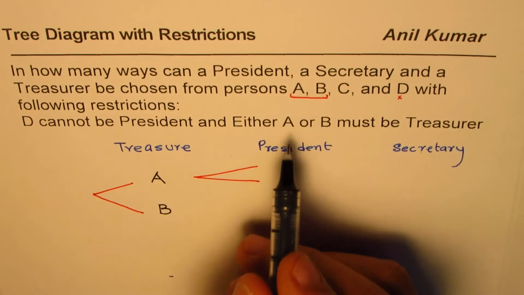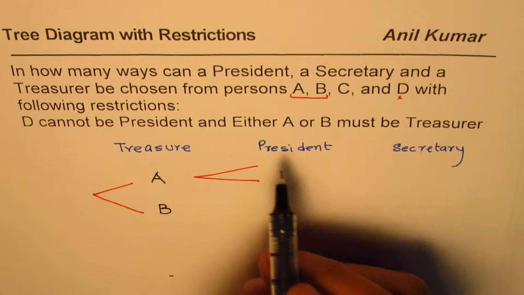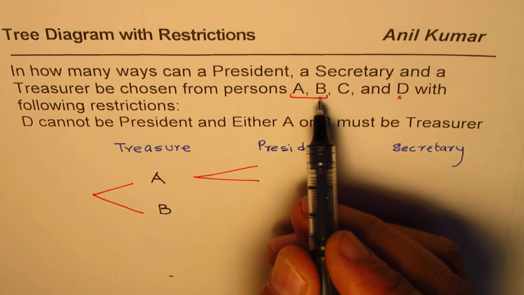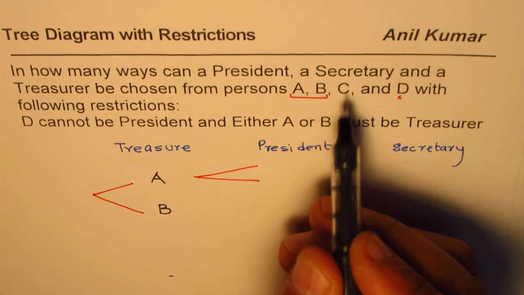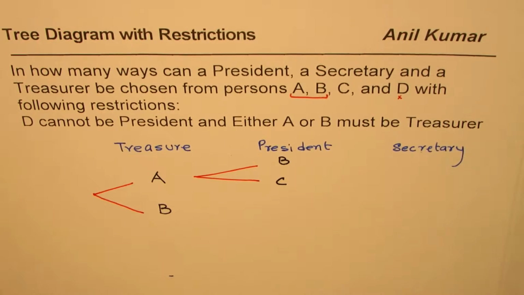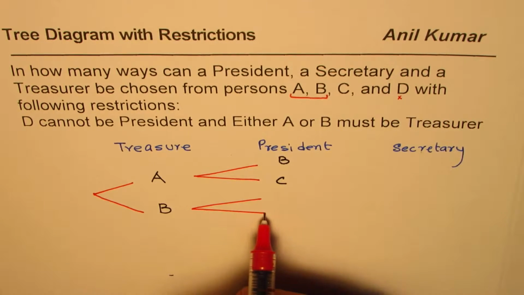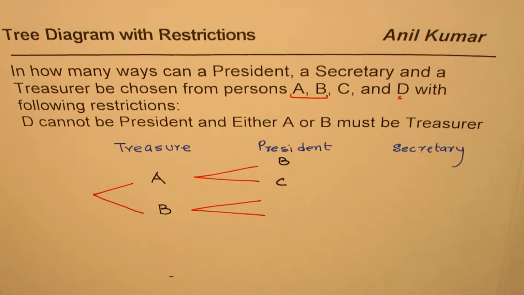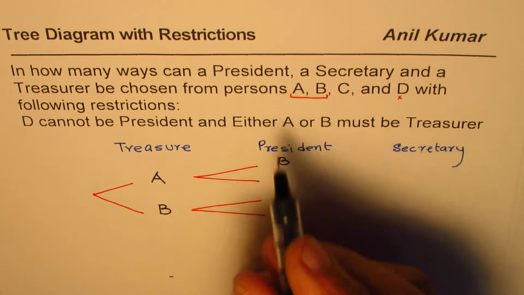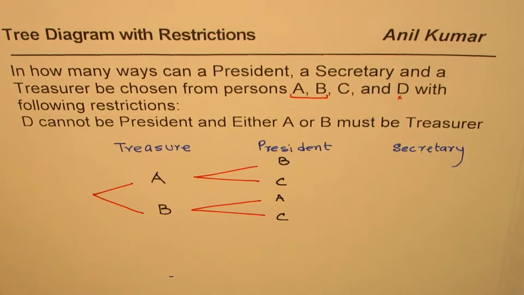So if I have selected A as a treasurer, then A cannot be president, right? Now either B can be president or C. So the choices are B and C for us. In the second case, if you select B as the treasurer, then B cannot be president. So A could be the president or C could be the president.